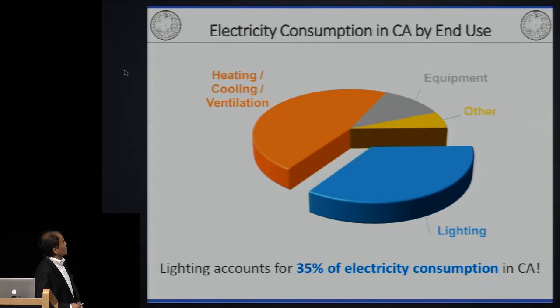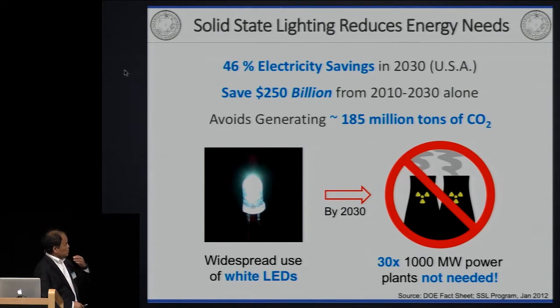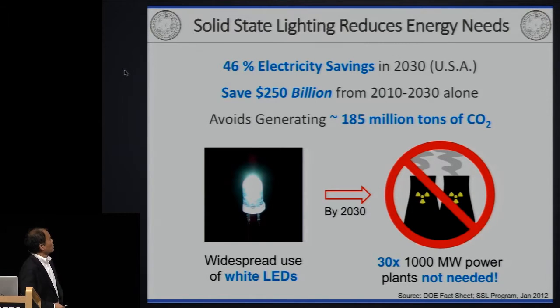So this is electricity consumption in California. Basically, lighting consumes 35% of electricity consumption in California and in the United States. The Department of Energy estimated that by 2030 there will be 46% electricity saving. Currently, people are trying to change all of our conventional lighting to LEDs. At the current speed of change, that is 46% energy saving in 2030. The value of the money saved is $250 billion from 2010 to 2030, and the reduction in carbon dioxide emission is 185 million tons.